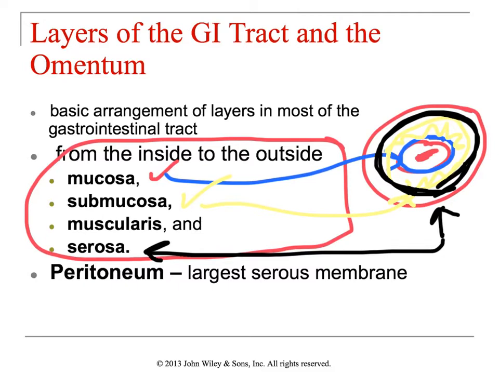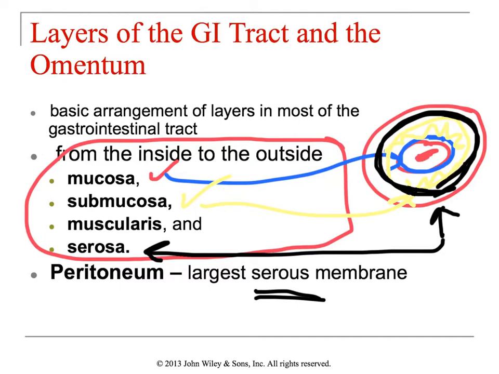And that's the largest serous membrane in your body. You should remember what a serous membrane does. It secretes serous fluid. The idea behind serous fluid is that it's going to reduce friction, so you don't feel those organs moving around inside your body. So mucosa, submucosa, muscularis, and serosa.